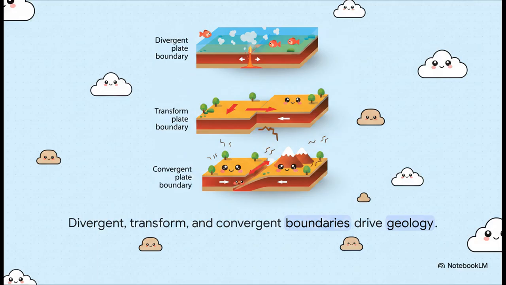First, we have divergent boundaries, where plates are pulling apart from each other. Next, transform boundaries, where plates are grinding and sliding right past one another. And finally, convergent boundaries, where plates are just crashing head-on together.